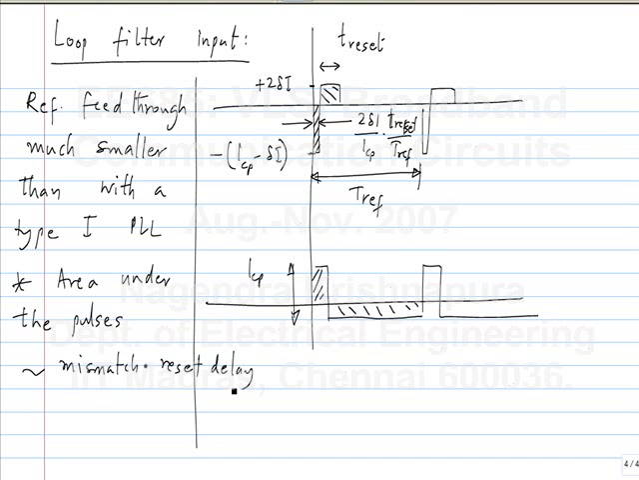Okay. Type 1 PLL had other problems as well, that of lock range, but even besides that, the reference feed through in this case is much better. This is even if you didn't have additional poles, but you can also put additional poles to further attenuate the feed through.